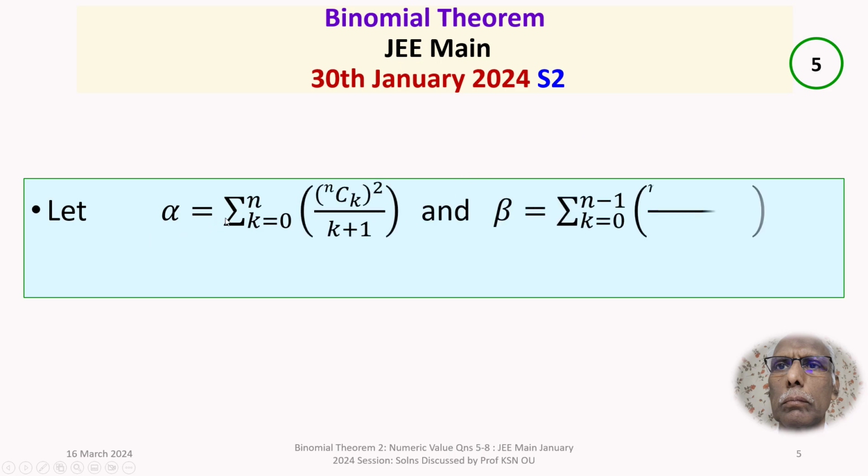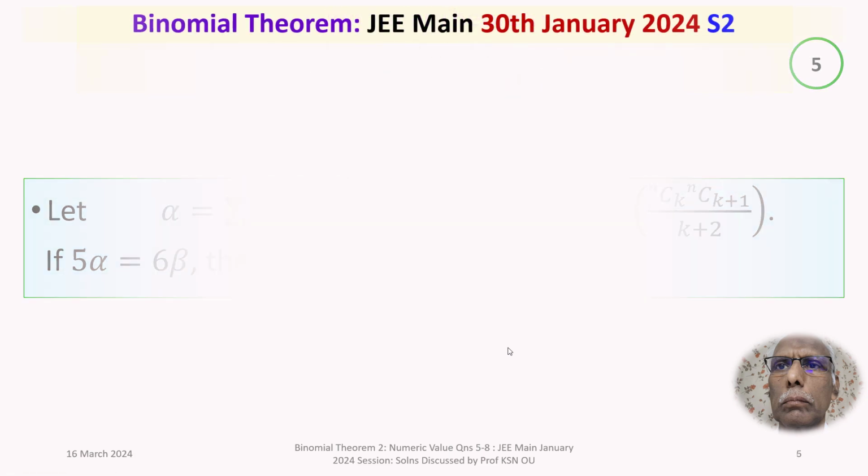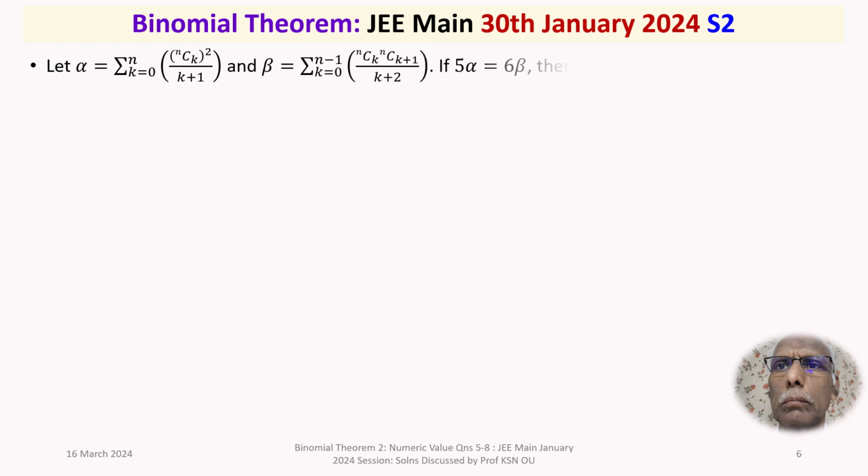Let alpha is equal to sigma k is equal to 0 to n, nCk square by k plus 1, and beta is equal to sigma k is equal to 0 to n minus 1 of nCk multiplied by nCk plus 1 whole by k plus 2. If 5 alpha is equal to 6 beta, then n equals. We will now discuss the solution of the problem in detail.